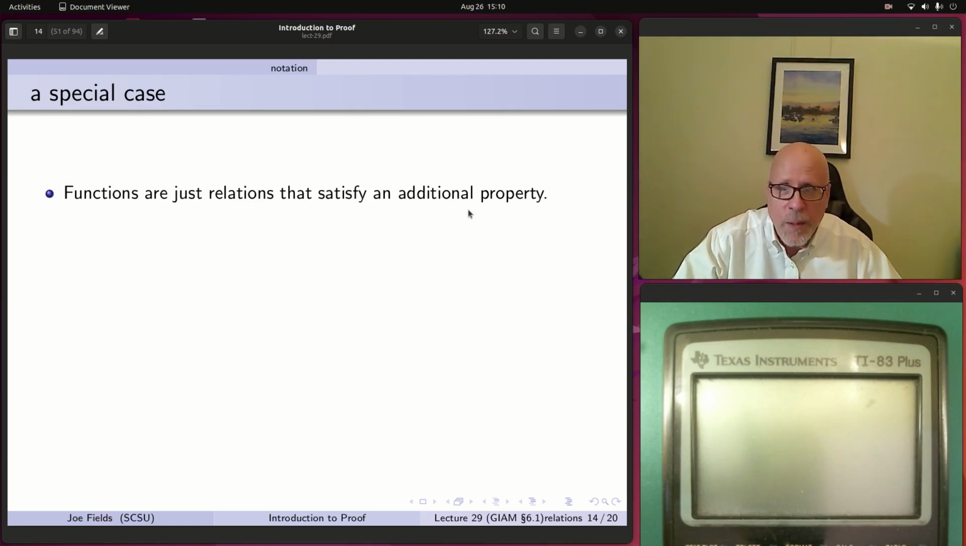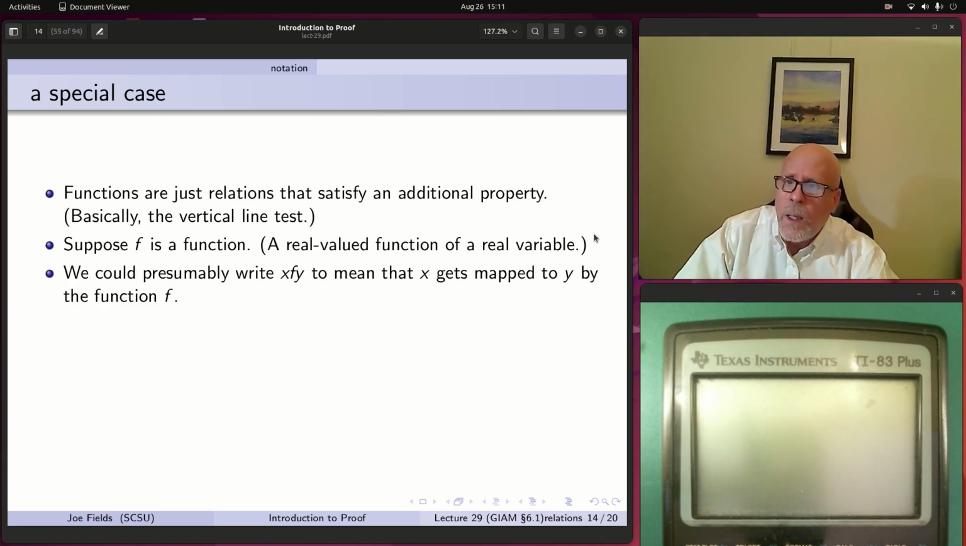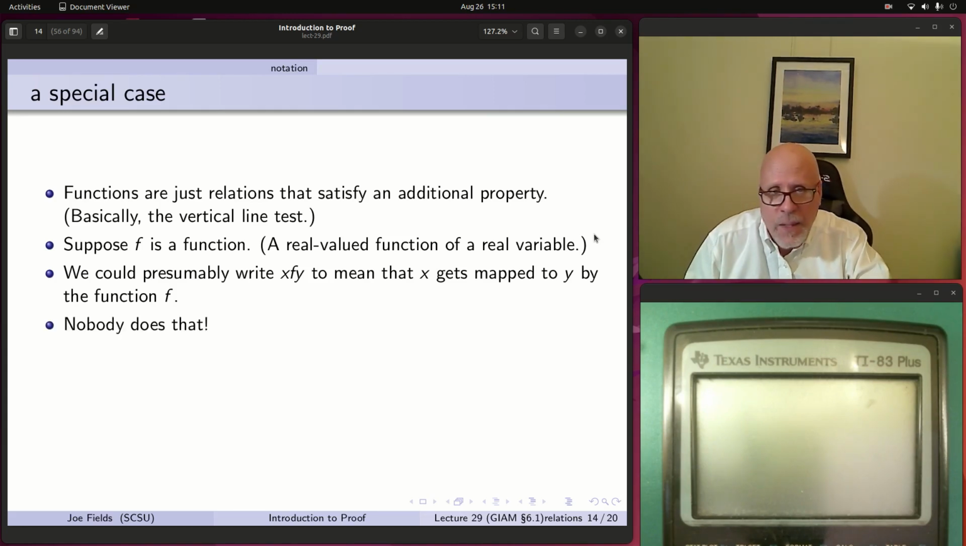So what is this additional property that functions have, which makes them a special category of relations? Basically, it's the vertical line test, which I'm sure we all know. If you've got a function f, I am thinking right now of a real valued function of a real variable, so the sets A and B are both R. You could presumably write x f y to mean that x gets mapped to y by the function f. That would be the relations way to say what f is doing. But that's not something anybody does.